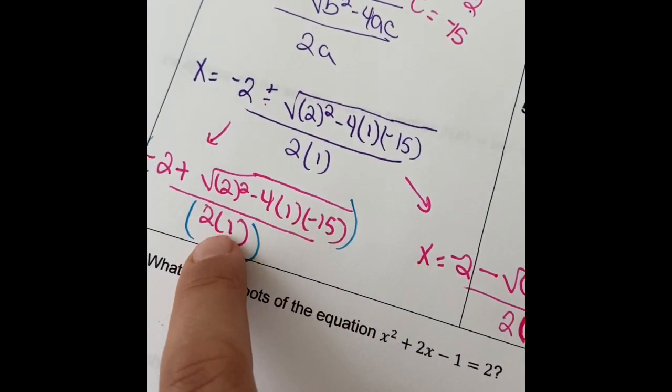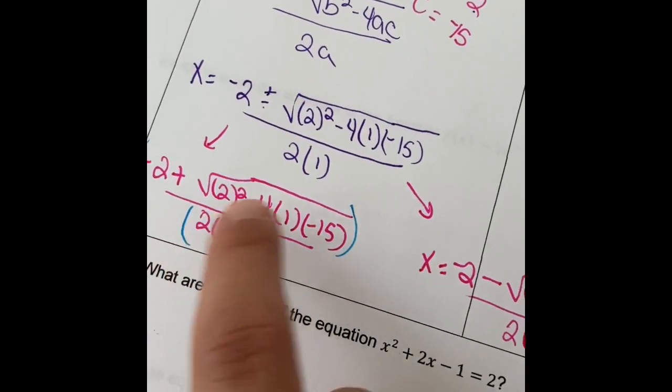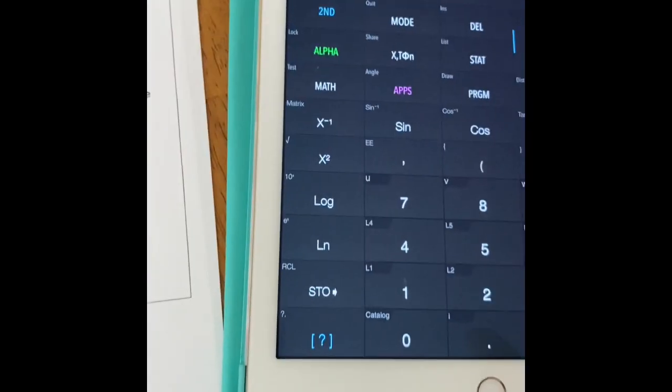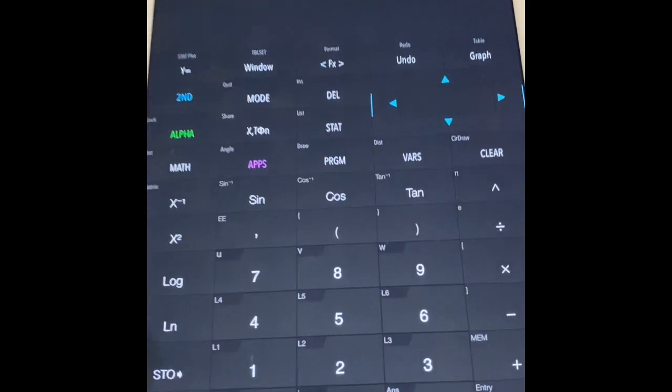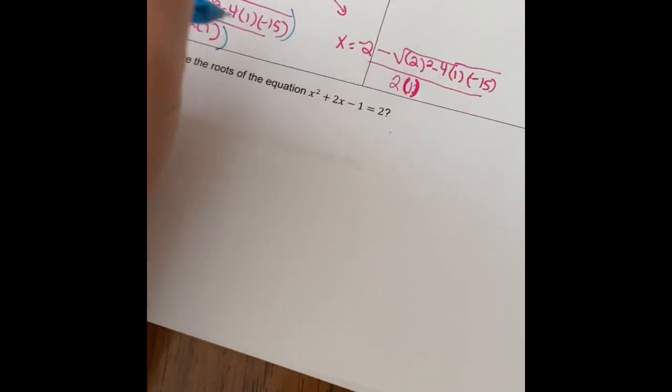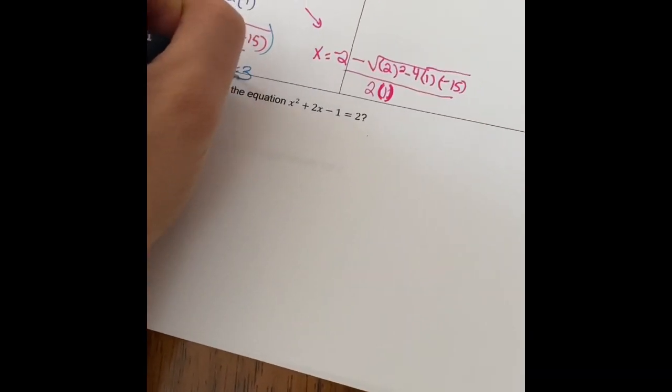And then we have an extra set of parentheses right here, right? So I have the 1 in its own set of parentheses, and then I have to close the parentheses of the denominator. So I'm going to do that right here. And then I hit enter. And it gives me 3, okay? So one of my answers is going to be x equals 3.